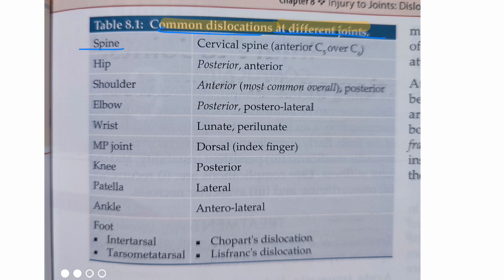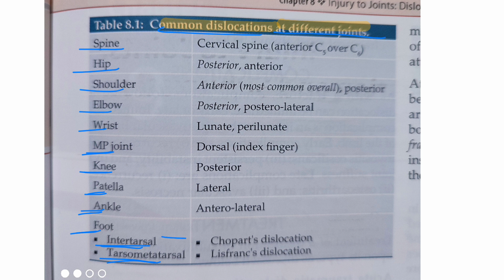So spine, hip, shoulder, elbow, wrist, MP joint, metatarsophalangeal joint, knee joint, patella, ankle, and foot. In foot we have intertarsal and tarsometatarsal.